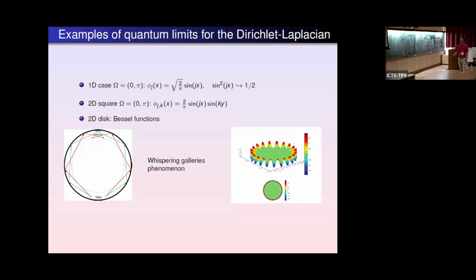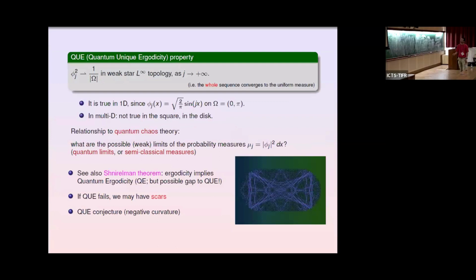Now, these simple examples show that there is a basic question that we should investigate in order to try to approach our problem. And this question is very much difficult. It is the question of knowing what are the possible limits of all probability measures, mu j equal to phi j squared dx. I mean, what are the possible quantum limits? What are the possible semi-classical measures? It's essentially and very widely an open problem.